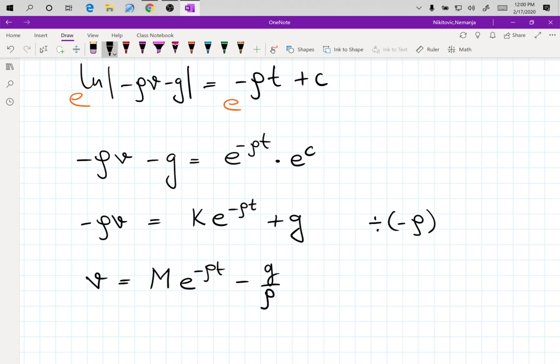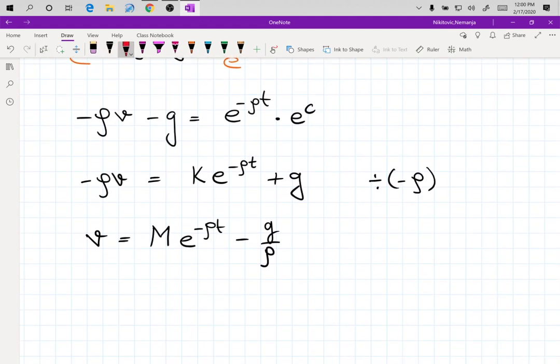So they have this as the solution. And M, which you can find if you use the initial position at t equals 0.